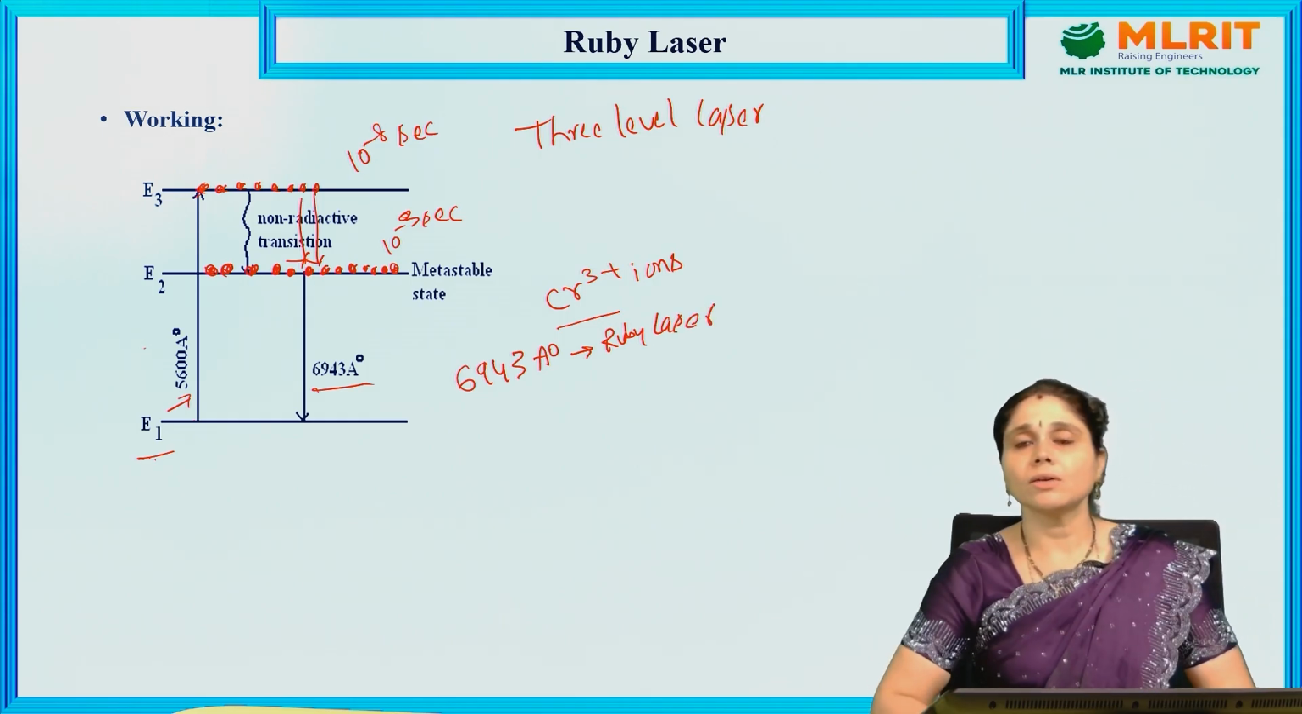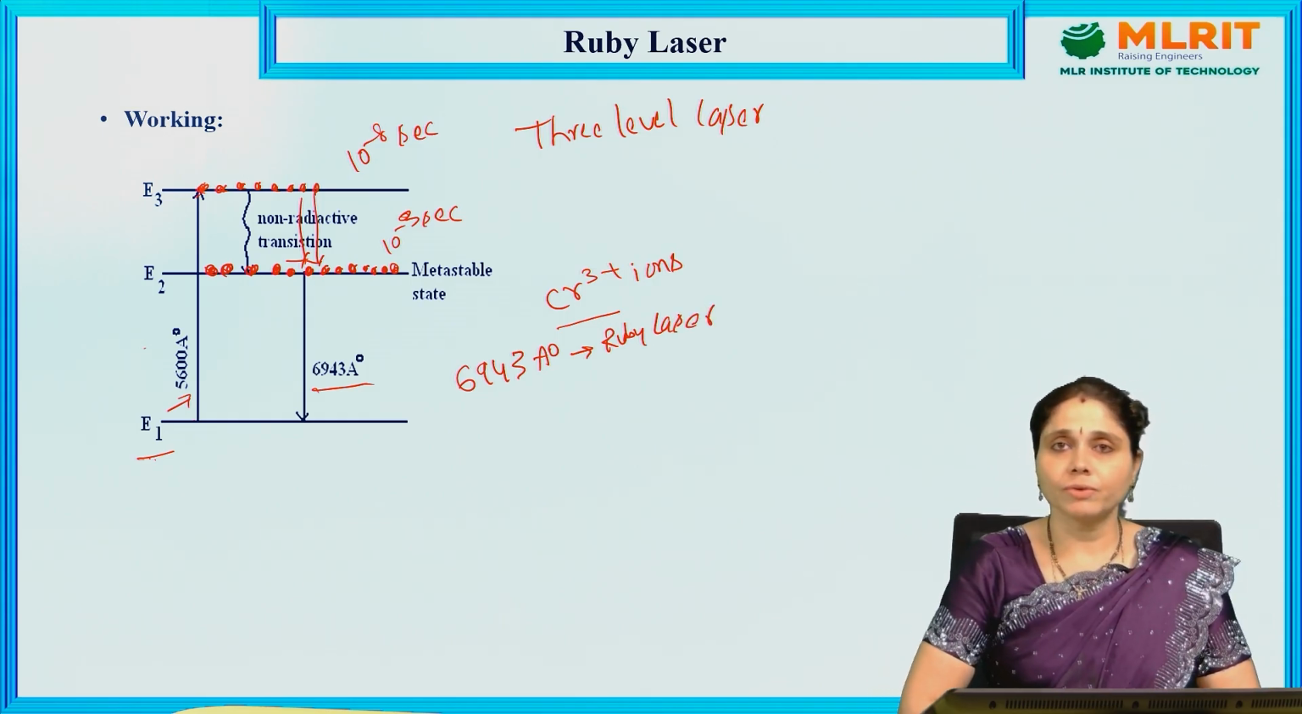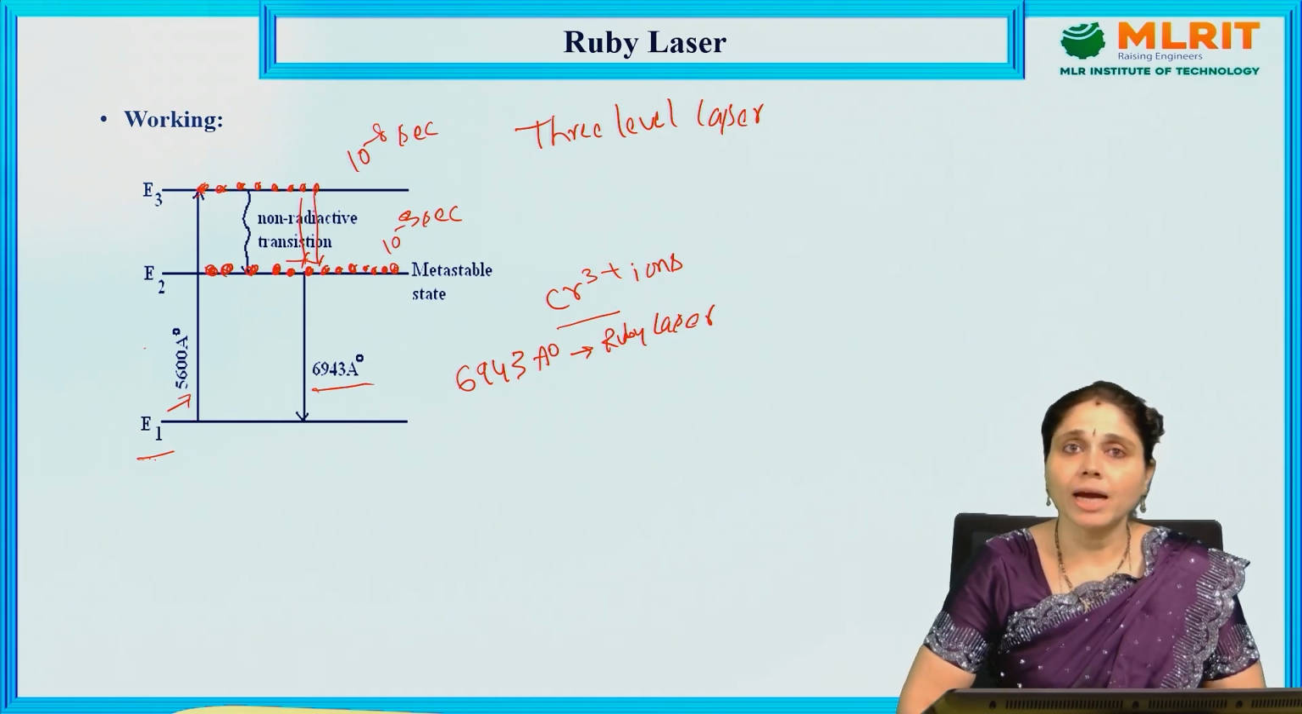Okay, 6493 angstroms will be coming for us. Okay, this is the construction and working of the Ruby laser.